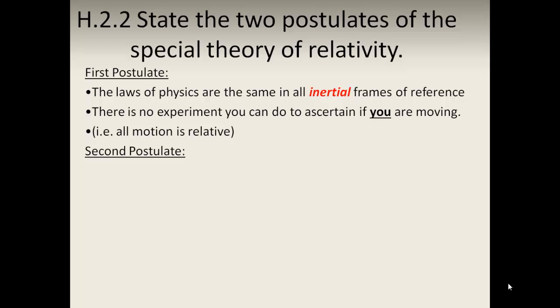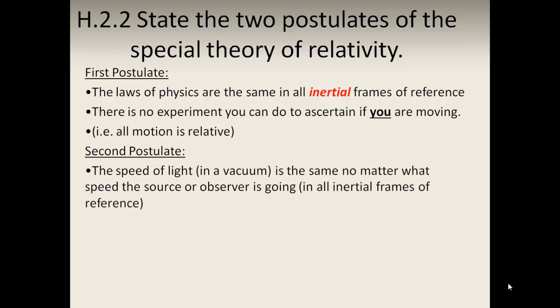The second postulate, and this is where it starts getting really, really weird. The speed of light is the same no matter what the speed of the source or the observer is. So in all inertial frames of reference, everybody must agree on the speed of light. And this has really disturbing consequences. So basically, the speed of light is a law of physics.